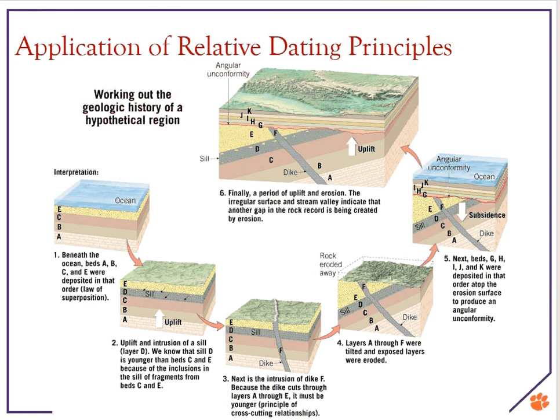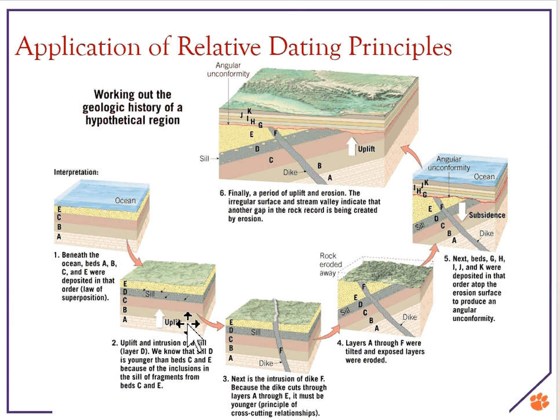So how do we apply these relative dating principles? Now let's just look at an example. Here we have a series of sedimentary layers beneath the ocean. So we have layers A, B, C, and E. We know that A is going to be the oldest layer, E is going to be the youngest layer. And we also know that since they are horizontal, they weren't disturbed by any other deformation or plate tectonics event.